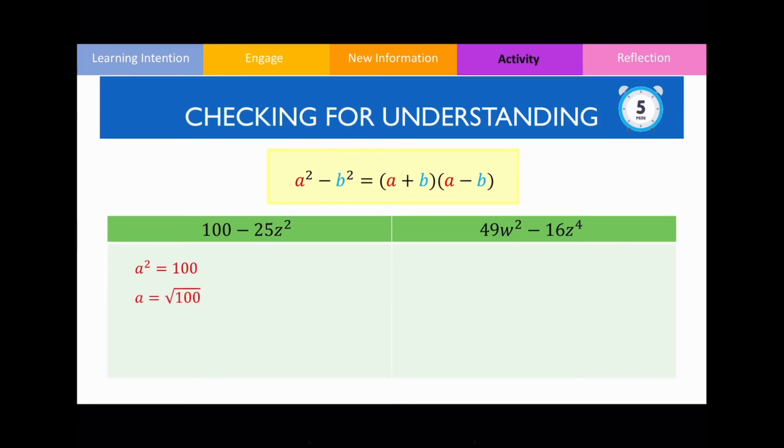So for the first one, the value of a is going to equal 10. B is going to equal 5z. So therefore, this is going to be the answer for the first one.